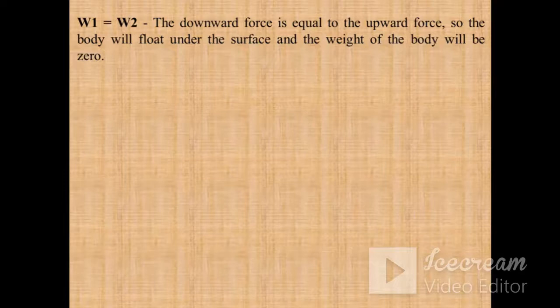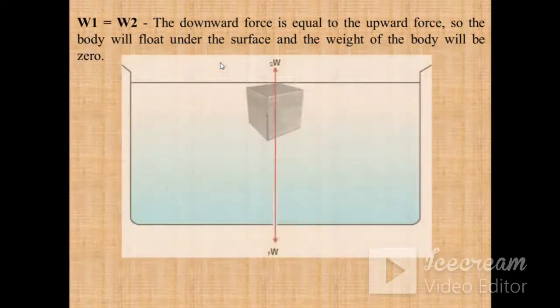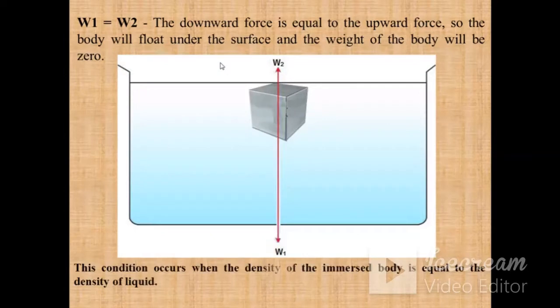Second condition that we will discuss: when the weight of the body as well as the buoyant force are both equal to each other. In that case, the body will float under the surface and the apparent weight of the body will be 0, like this. This condition occurs when the density of the immersed body is equal to the density of the liquid.